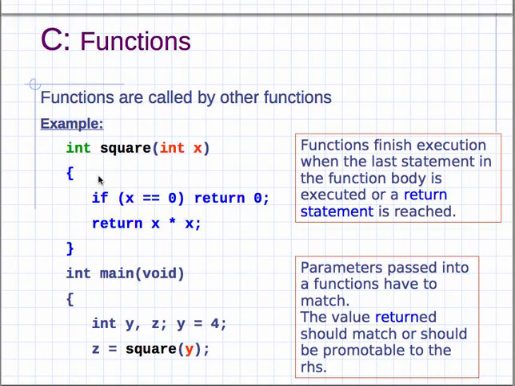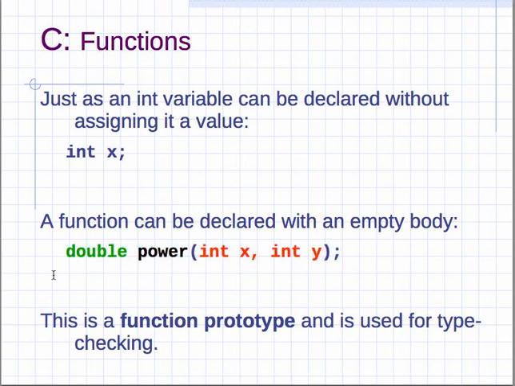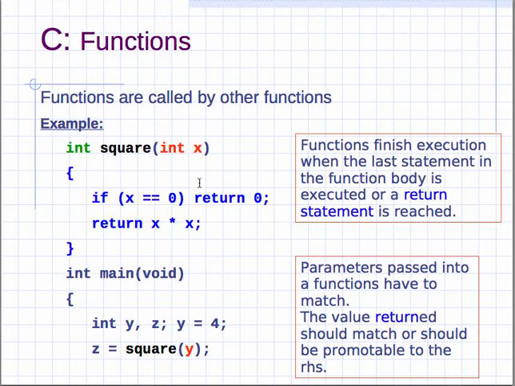So let me just scroll back. This would be a declaration of a function, and this would be a declaration with a definition. Okay, so functions can be called by other functions. If you're in int main, you can call the square function. The square function will have to have been at least declared before main.